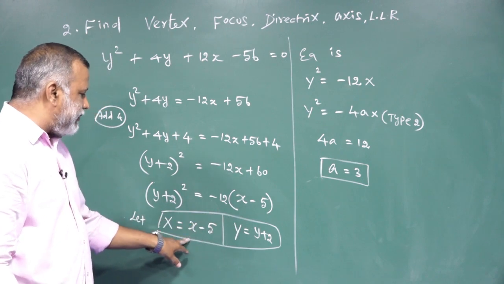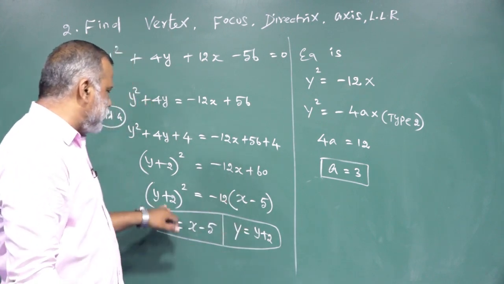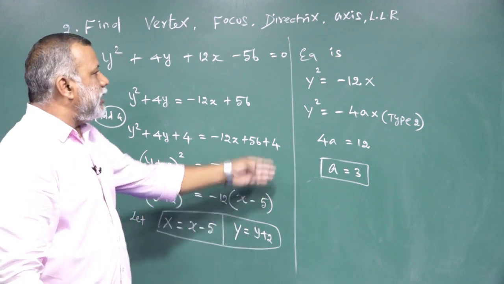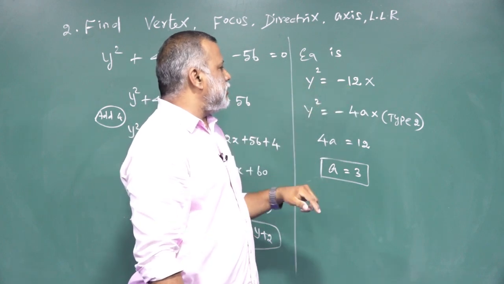This belongs to capital X family. So capital X is x minus 5, then capital Y is y plus 2. Just give the name. Then the given equation is converted to y squared equal to minus 12x.